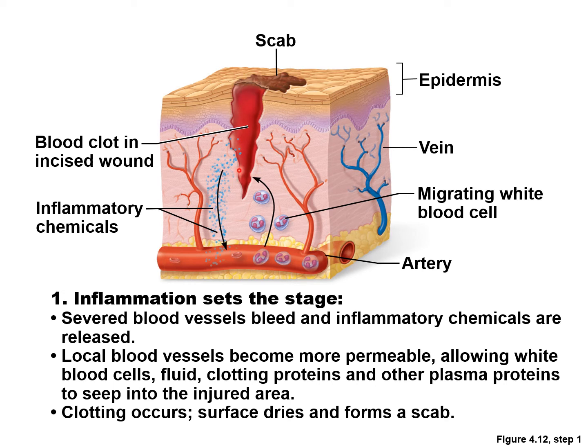Here we see injured tissue that affected the epithelial tissue up top and affected deeper connective tissue as well. The first stage is inflammation. We have severed blood vessels, which cause chemicals to go to the capillaries and allow the capillaries to become more permeable, so infection-fighting and other white blood cells can leave the capillaries to the injured area. Clotting will occur as platelets seal the injured blood vessels, which eventually forms a scab as it dries.